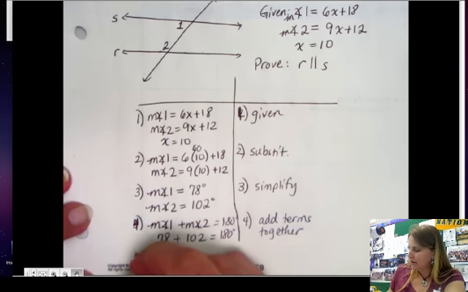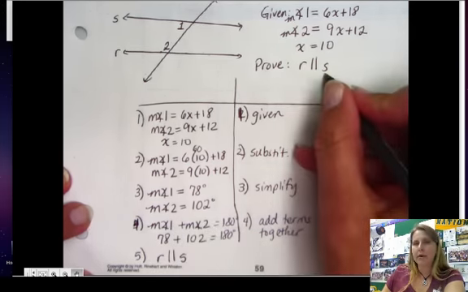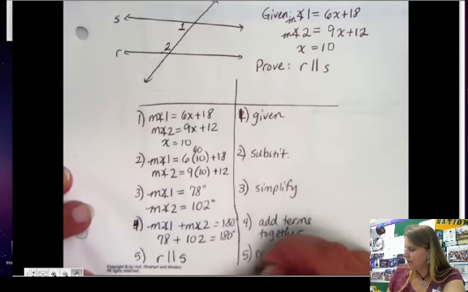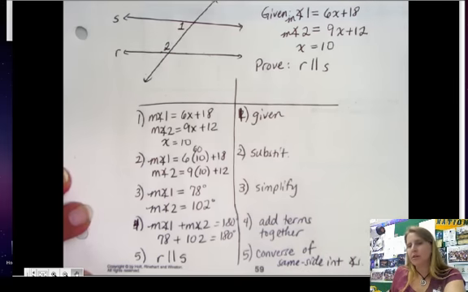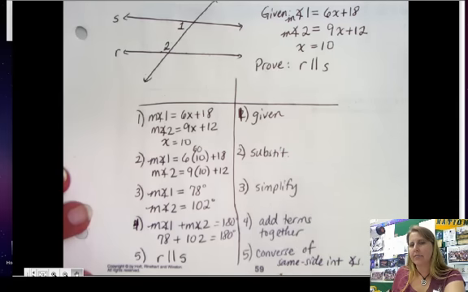So therefore, R is parallel to S, which is what we wanted to prove, because of the converse of same side interior angles. So I just proved that R and S are parallel because of the same side interior angles converse.